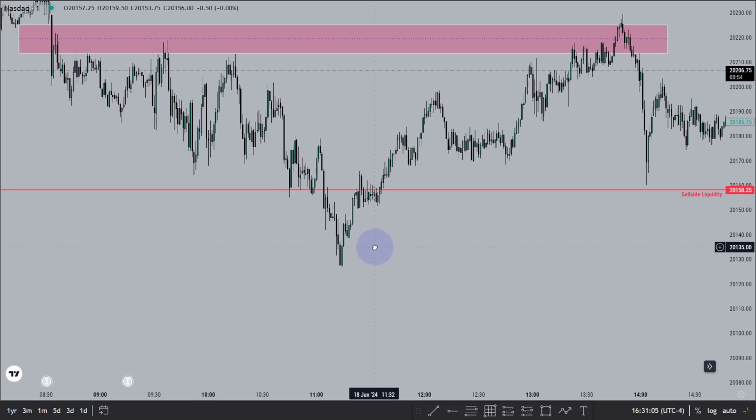This is the part where, if you are interested in learning price action, then this part is going to be very important for you. Make sure that you have watched this part very carefully, okay, with understanding.